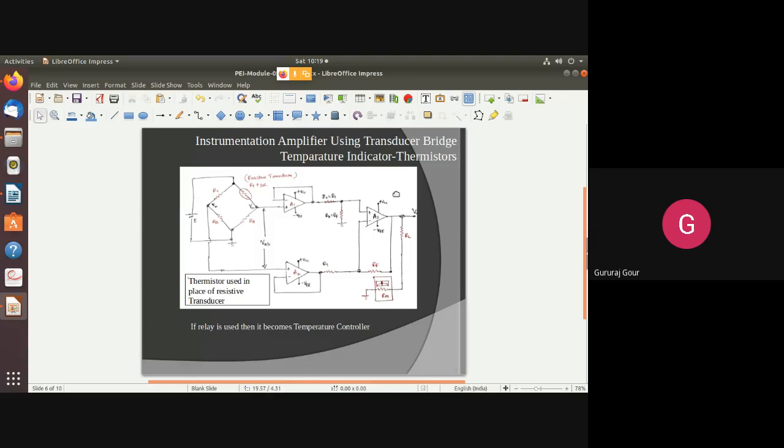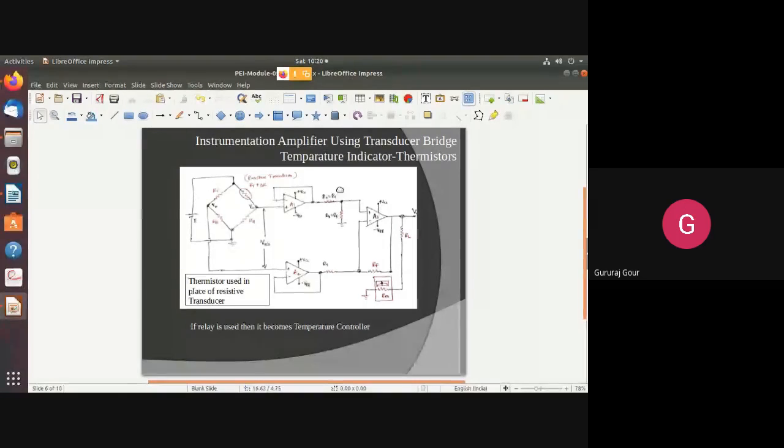Initially you can explain the construction as it is, as shown in the figure. The figure shows instrumentation amplifier using transducer bridge. It is acting like a temperature indicator if the second arm in the bridge is replaced with a thermally sensitive resistor or a thermistor. The remaining arms are fixed, RB and RC. RA is going to vary. And this bridge is energized with the DC supply E. So before the bridge is connected, initially it is connected in the circuit.